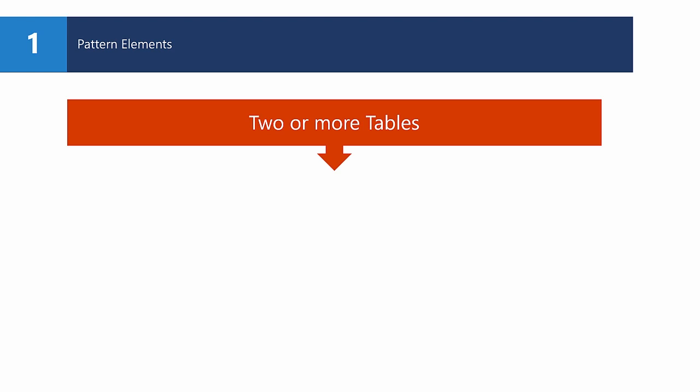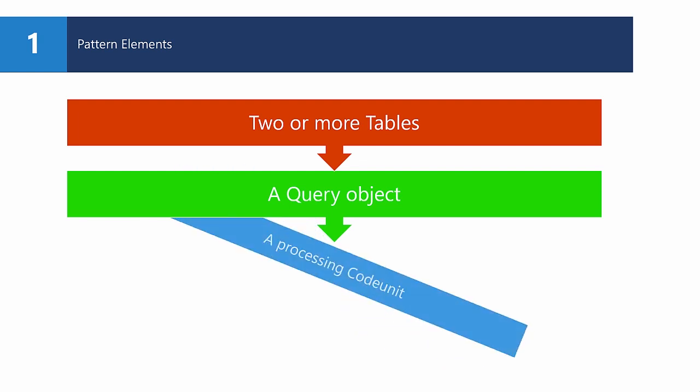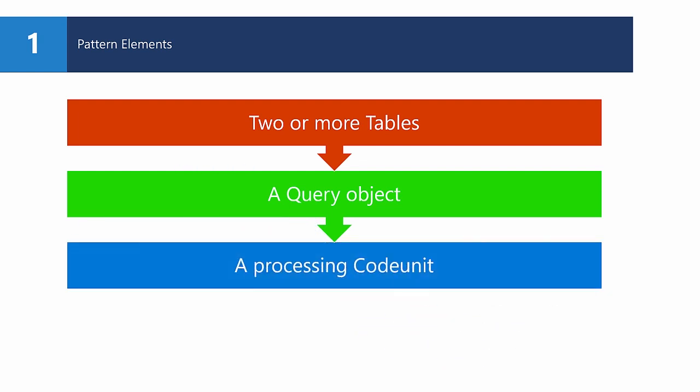Now, when NAV 2013 introduced the new query object, it allowed us to produce a dataset which is the result of a join operation between 2 or more tables. And this simplifies the problem of finding related records in 2 tables linked through a foreign key. To accomplish this, what we need are 2 or more tables, a query object, and then we are going to create a processing codeunit that will loop through the query records.